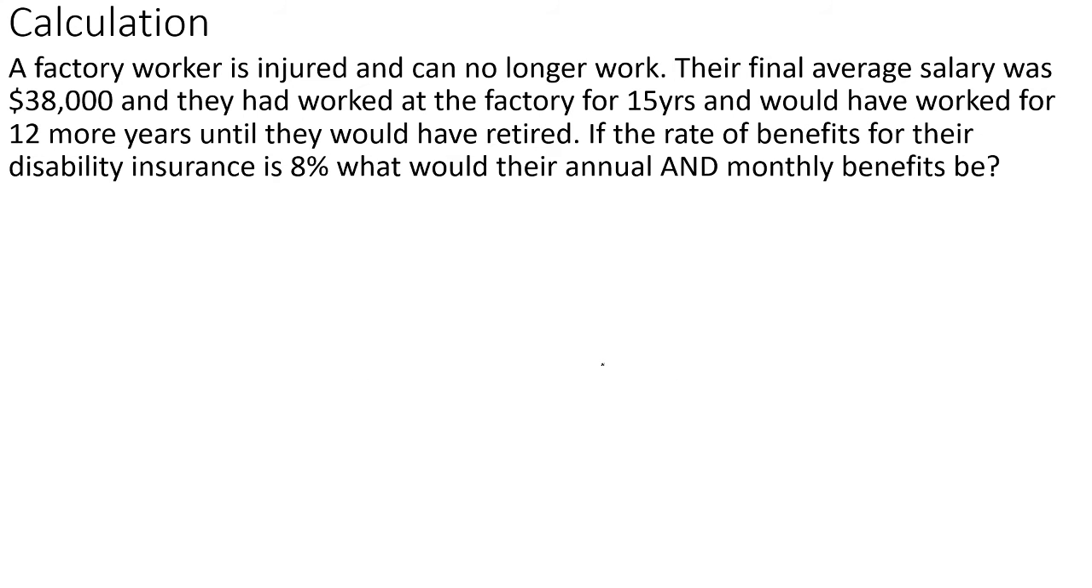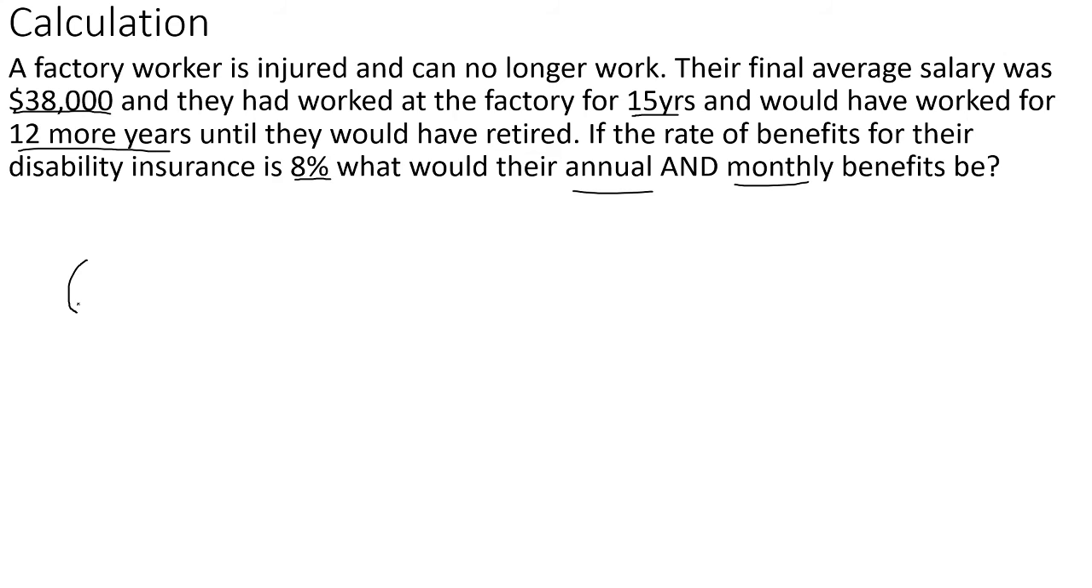So for instance, we have a factory worker here. Their final average salary was $38,000. They worked for 15 years already, and they would have worked for 12 more years until they retired. It says their rate of benefits is 8%. What would be their annual and monthly benefits? Well, okay, let's start this formula here.